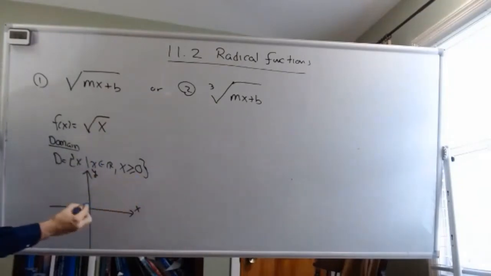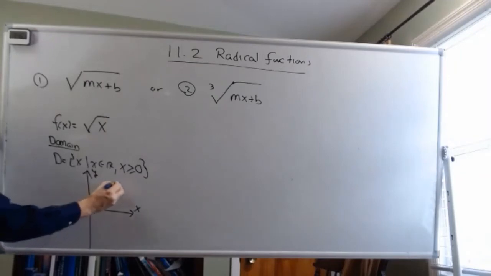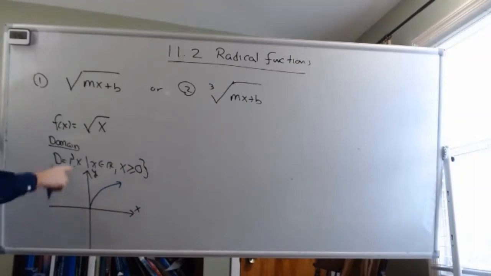Again, x has to be 0 or positive, and it'll go up like this. It's really a parabola on its side, if you will. And that's what the graph of this basic function looks like.